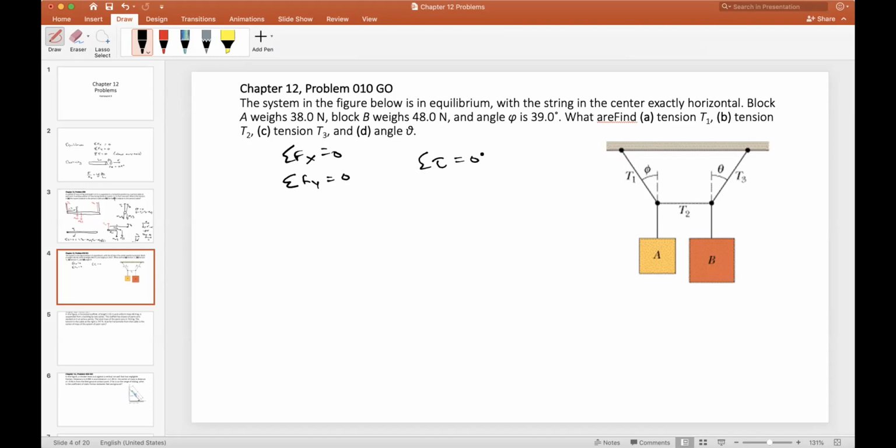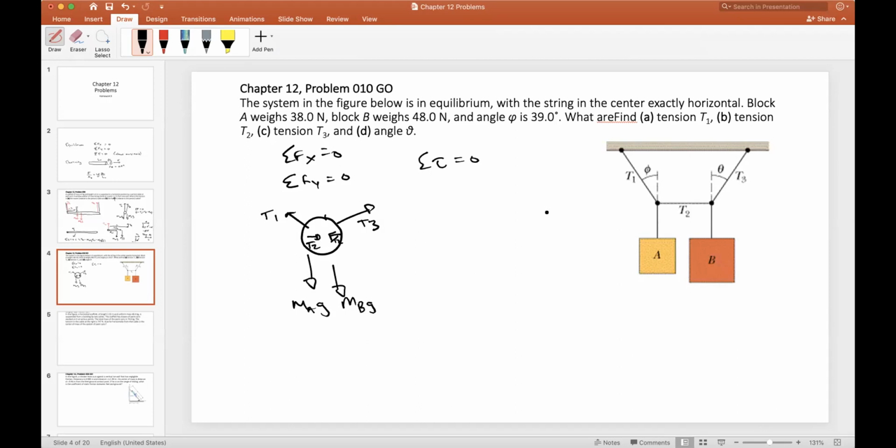But what is our system? And that's where things get a little iffy on here. Because if our system's everything, then we have a T1 here, and we have a T3 here, and we have an MAG here, and we have an MBG here, and inside here, we have a T2 and a T2. And I don't quite know what to do with these T2s. Well, that's the big giveaway here.